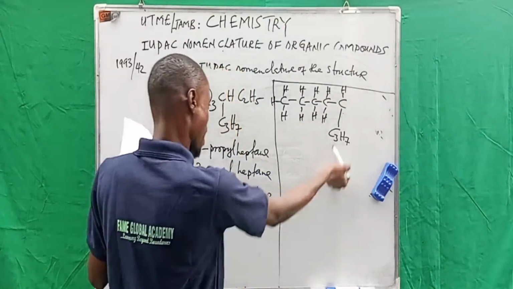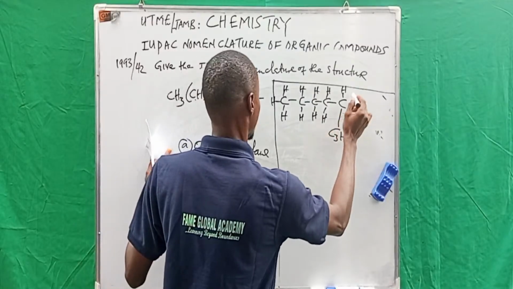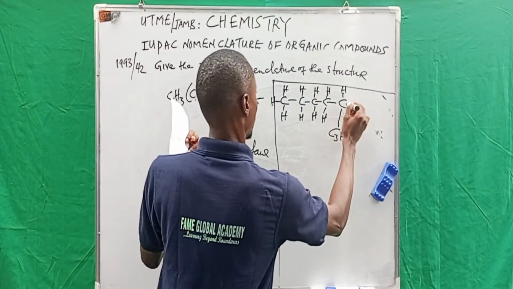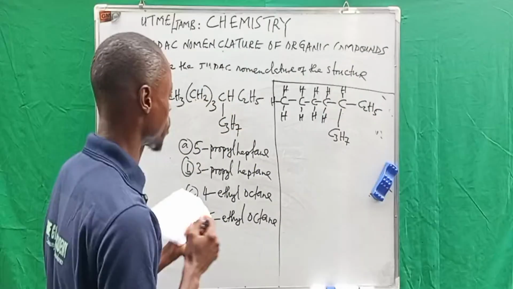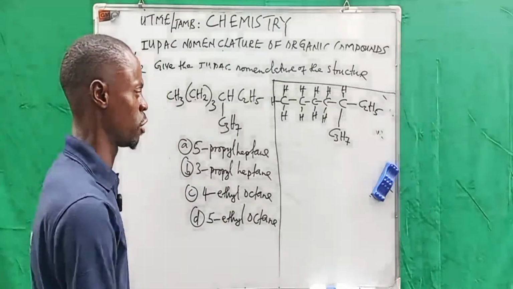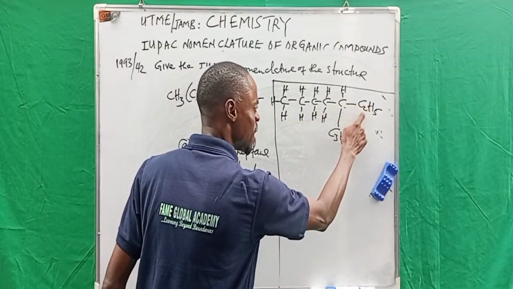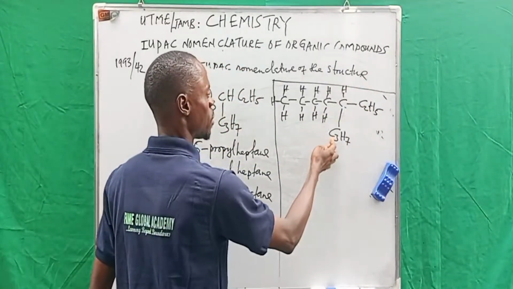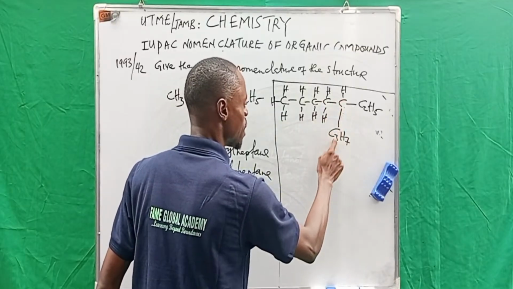Then it's bearing C3H7. We can equally extend this C3H7 if we want to, but let's leave it out first. And of course we have C2H5. Let's try as much as possible to locate our longest carbon containing chain. From this end we have 1, 2, 3, 4, 5, 6, 7. Then from this end we have 1, 2, 3, 4, 5, 6, 7, 8.